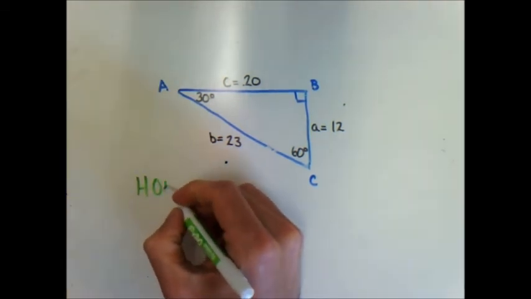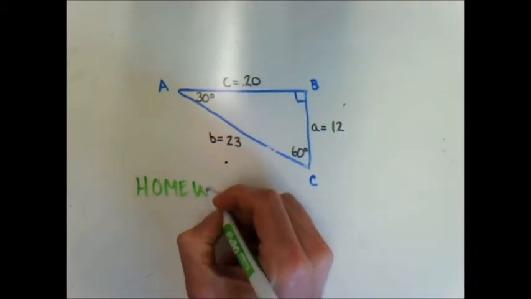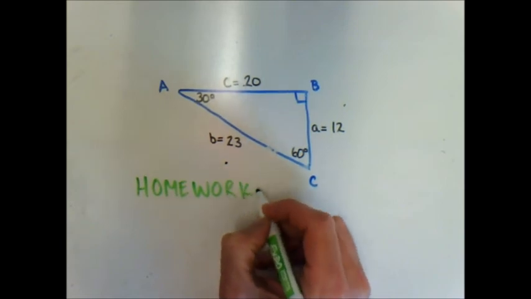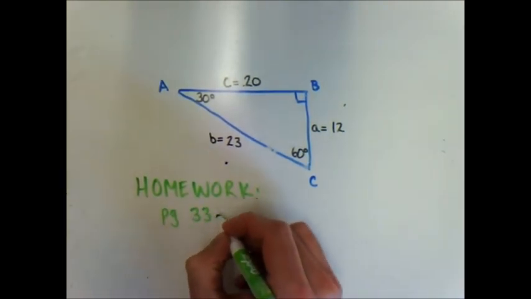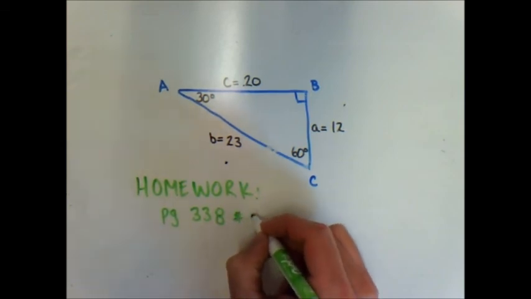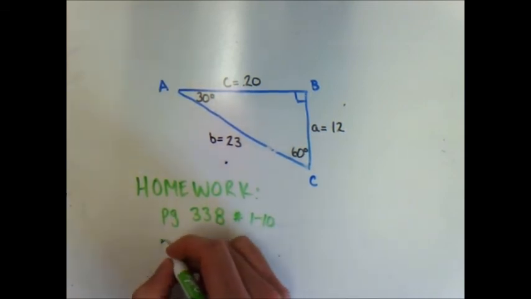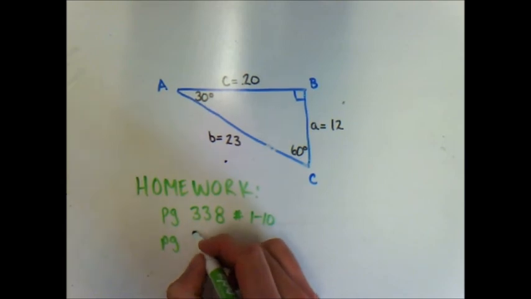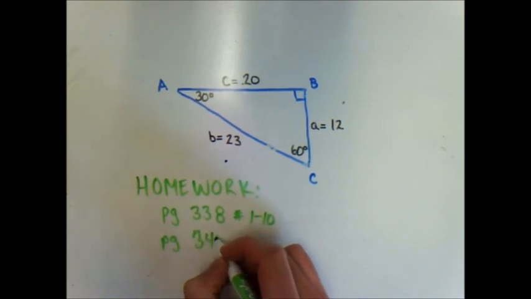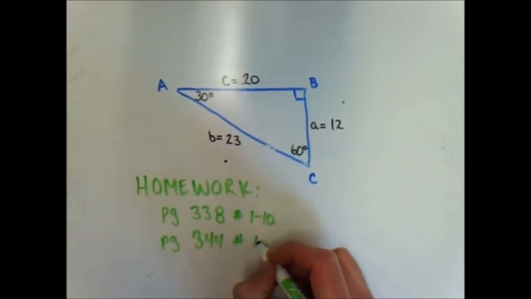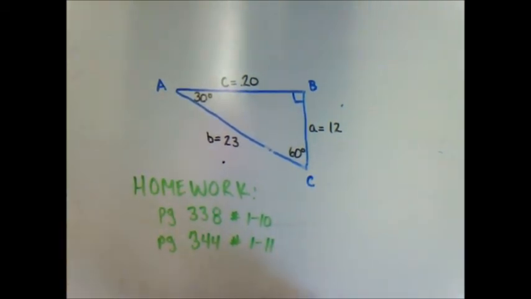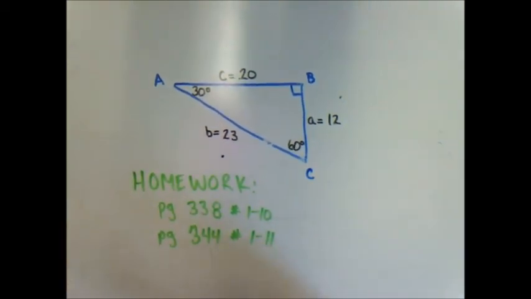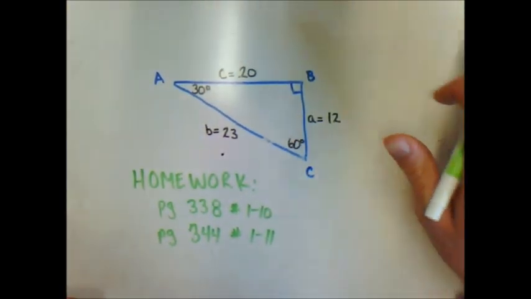To test your skills, here's your homework from your textbook, page 338, number 1 through 10, and page 344, numbers 1 through 11. You'll notice that this is overlap of yesterday's homework, but there are problems that you couldn't do yesterday and now you can.